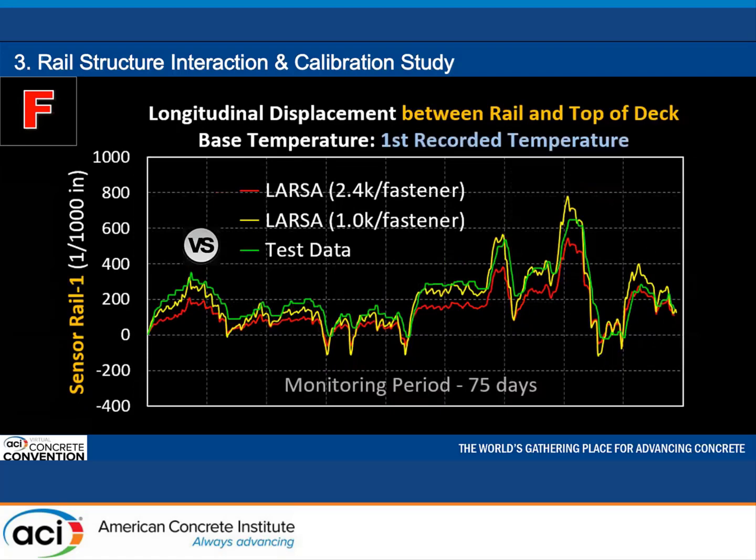Next, let's turn to the longitudinal displacement between the rail and top of deck. Now the rail fastener effects kick in. The green line is test data. The yellow line is using 1 kip per fastener. The red line is using 2.4 kip per fastener. 1 kip per fastener gives better correlation to the test data than 2.4 kip per fastener.